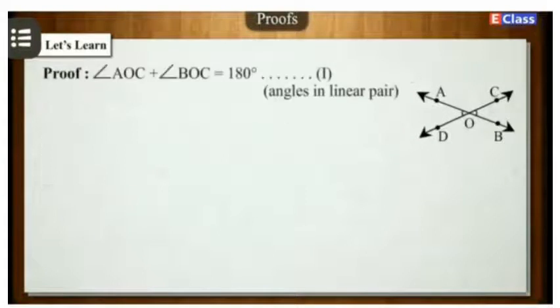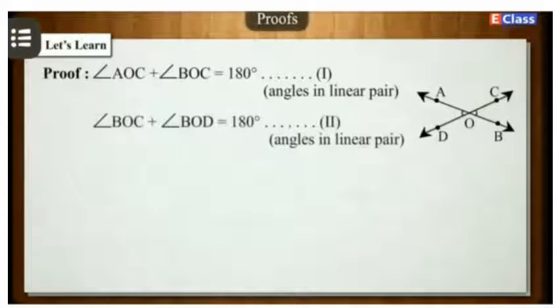Proof: Angle AOC plus angle BOC is equal to 180 degrees, by angles in linear pair. Let us mark this as statement 1. Angle BOC plus angle BOD is equal to 180 degrees. Let us mark this as statement 2, by angles in linear pair.